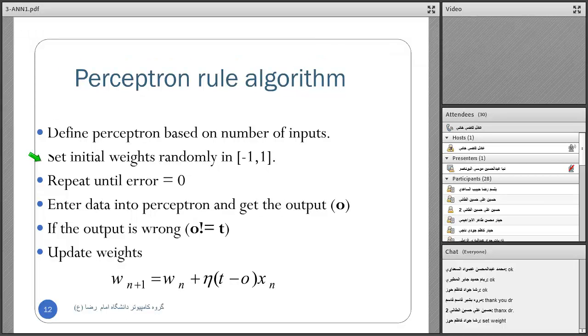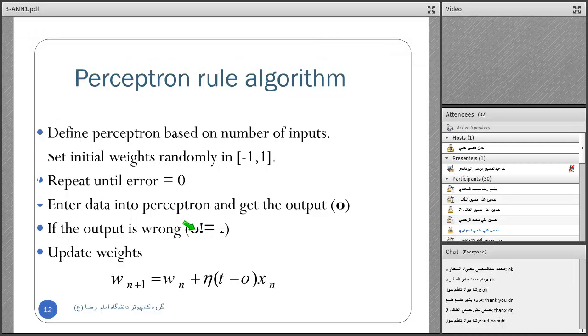Okay, this is the first two steps of this algorithm. And then we have a loop. We enter a loop. Repeat until error is equal to 0. In each iteration of the loop, we enter a data into the perceptron, and we get the output of the data. And then we compare the output of the data with the target output.